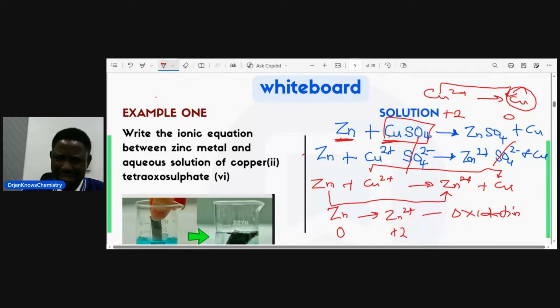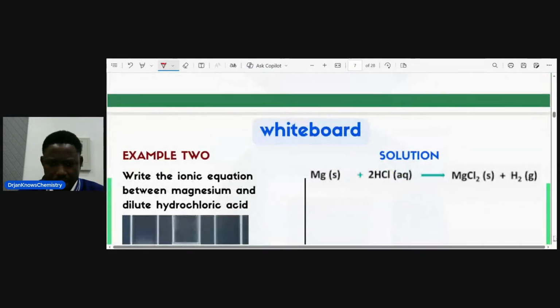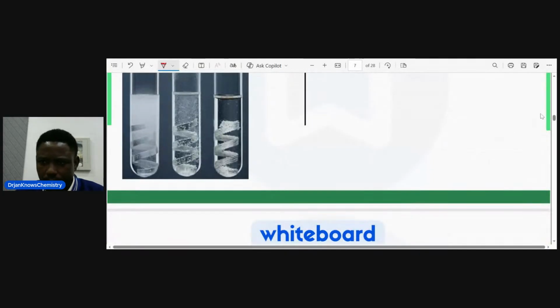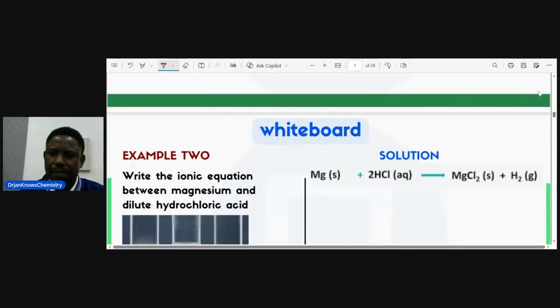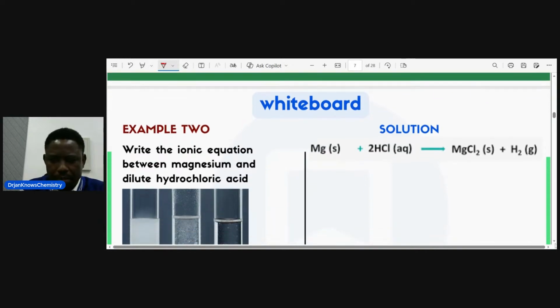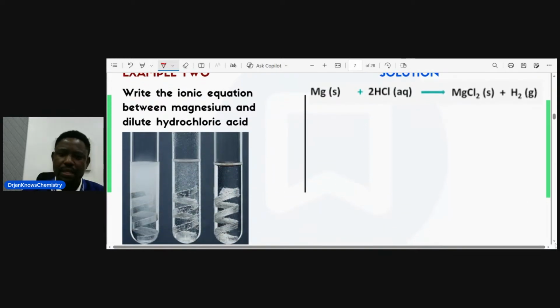So this is just the first example. We might have to see more examples to be able to move forward. Okay, so let's see the second one. We can look at this reaction taking place there. That is the reaction between magnesium and HCl. I hope you can see that clearly.